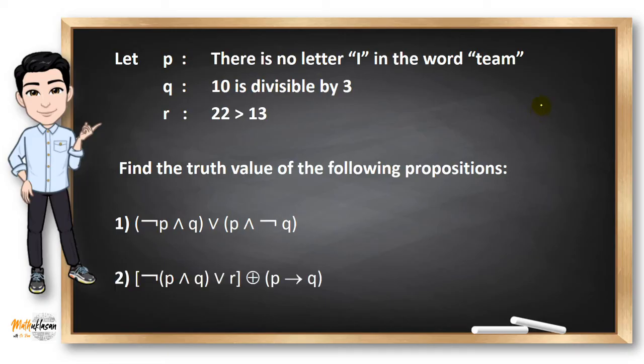The first thing that we need to do here is to identify the truth value for each proposition. For proposition P, there is no letter I in the word team is definitely true because as you can see here, there's no I in this word, right? In Q, 10 is divisible by 3 is false. 22 greater than 13, well, this is true.